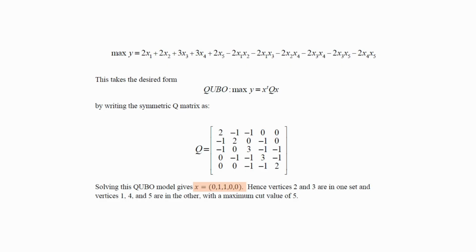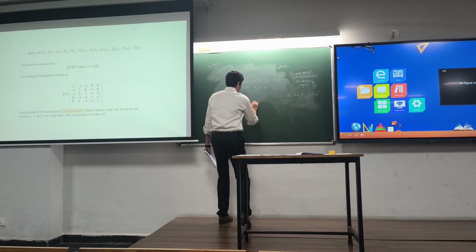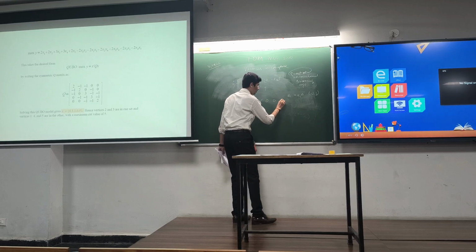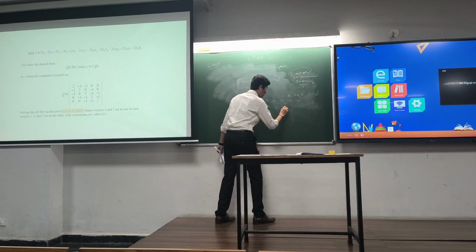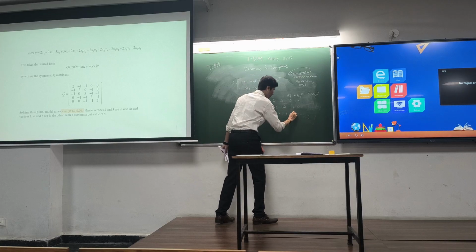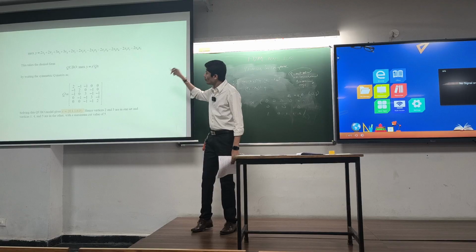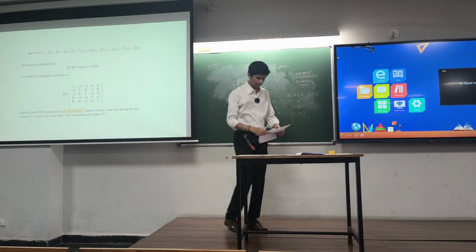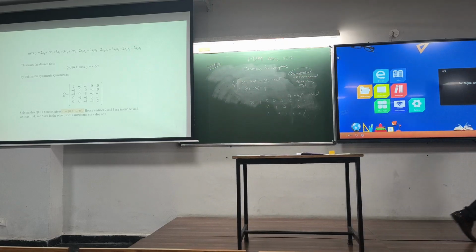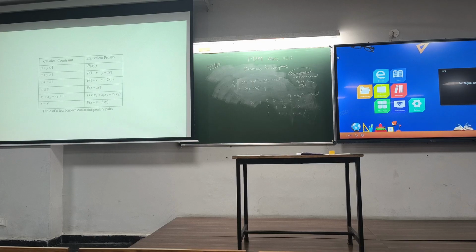So once you have Q, you can use all the possible values of x. Let us say we have these five values, 0, 0, 0, 0, 0, 0, 1, 0, 1, 0, 1, 0, 1, 1, 0, and you can compute and find the optimal solution, and you get this one. So this was one of the examples, and I'm running very fast ahead.